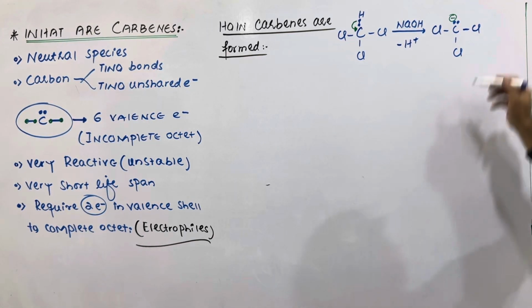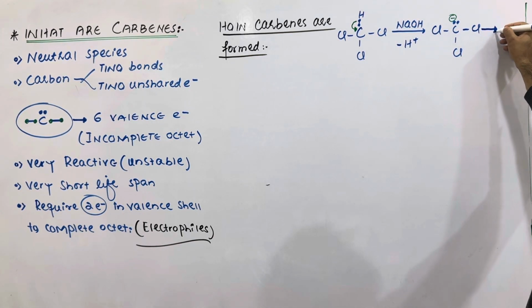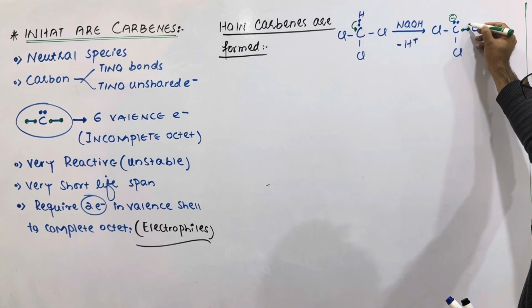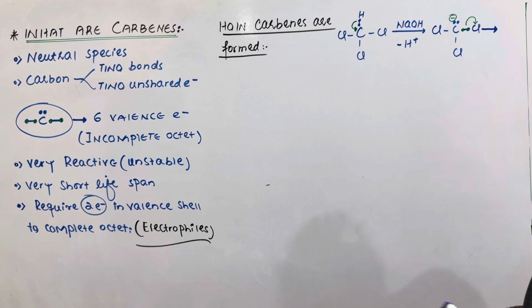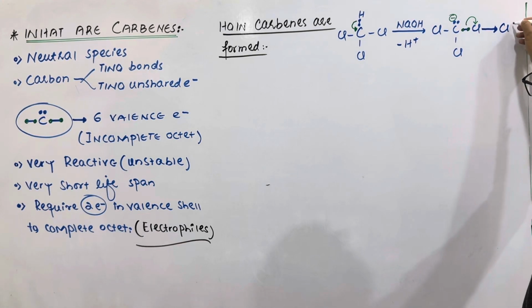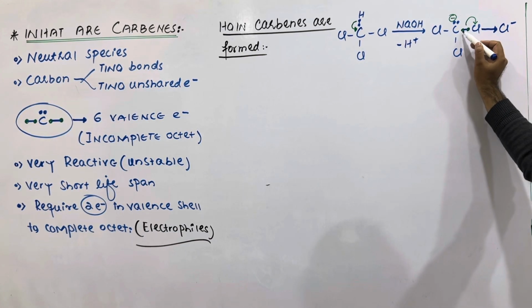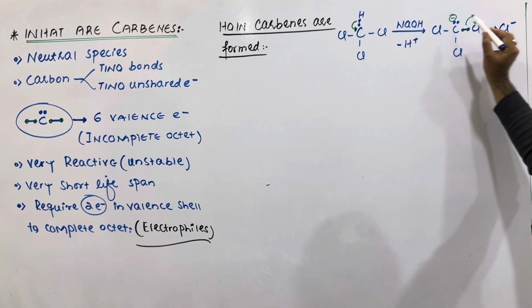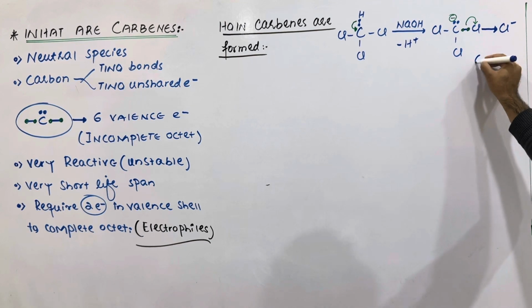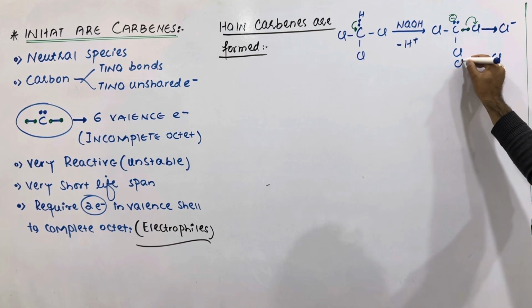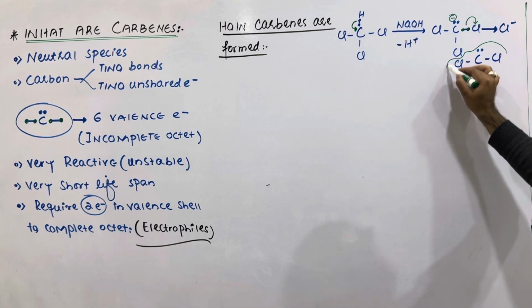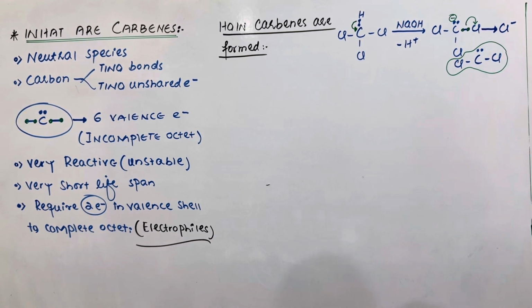Now my dear students, in the next step, this chlorine will take both bonding electrons and it will be removed in the form of Cl negative. When this chlorine also takes the electron of the carbon with it, then its negative charge will be lost and it will become C, Cl, Cl, and there will be two unshared electrons, and in this way this carbene is produced with its two bonds with chlorine.